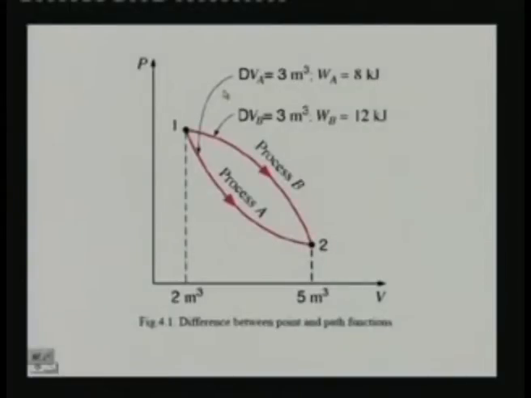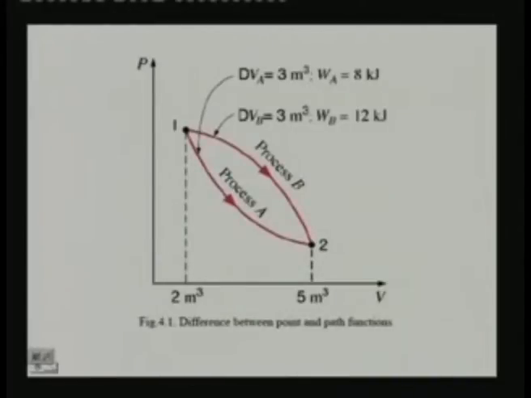This figure here shows a PV diagram, with volume on the x axis and pressure on the y axis. A system has undergone a process and during this process its state has changed from 1 to 2, and this change of state has occurred by two processes, process A and process B. For both the processes you will notice that the change in volume is the same, 3 meter cube for process A as well as process B. So volume here is a property. Since it is a property, it is not dependent on path. For process A or B or for any other arbitrary process, the difference in volume is the same.